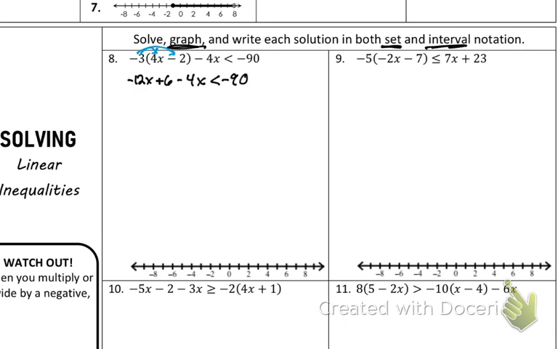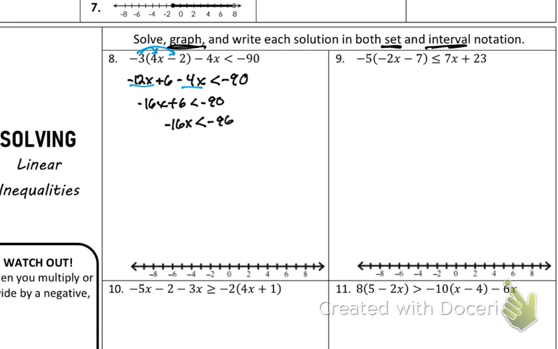Now we're going to combine like terms. So I'm looking at this negative 12x and this negative 4x, which will give me a negative 16x plus 6 is less than, not or equal to, just less than negative 90. Let's move the 6 to the other side by subtracting it. That's going to give me negative 16x is less than negative 96.